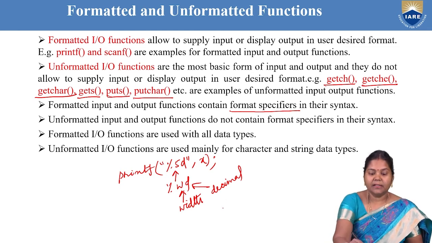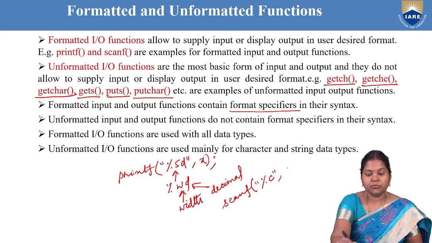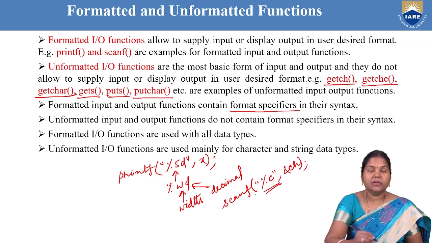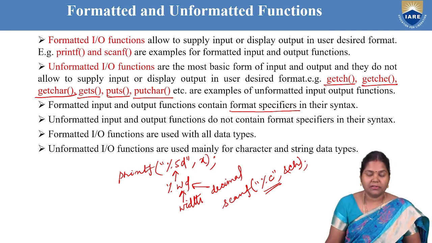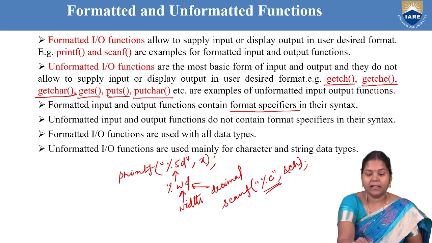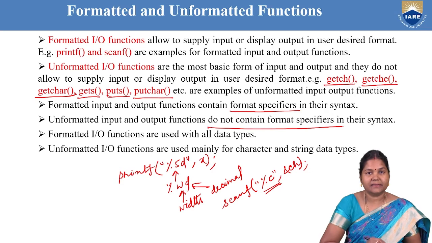Similarly, whenever you are reading some data, you can write the format specifier, %c or %2c on some variable ch. So here you are specifying the format specifier in these functions. So these are called formatted IO functions. But unformatted IO functions do not contain any format specifier in their syntax.